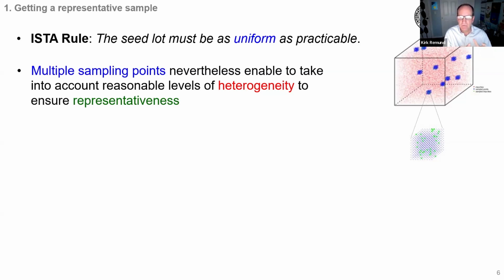So even with some degree of nominal, low heterogeneity, we go in and we sample at multiple sampling points. And I should also state here that we need to have a sampling objective. And within ISTA, primarily the sampling objective is to look at the bulk properties of a seed lot. Okay.